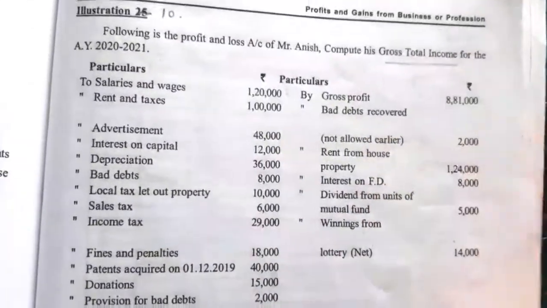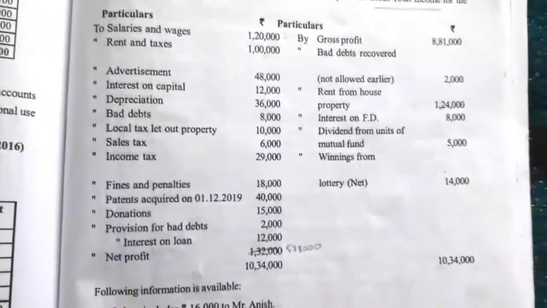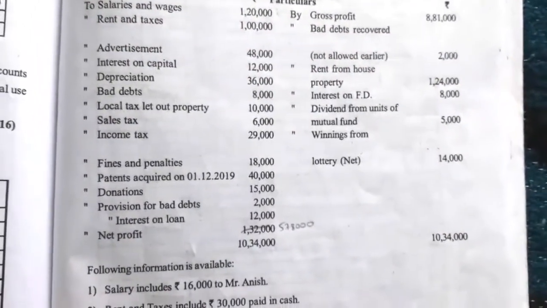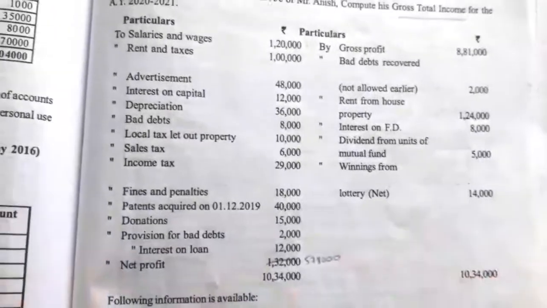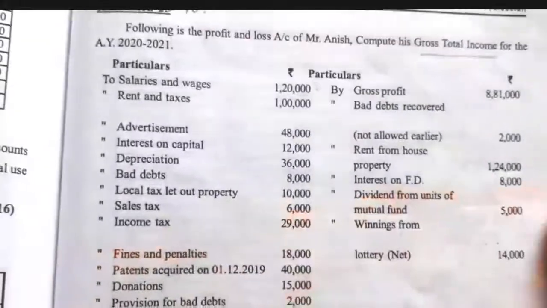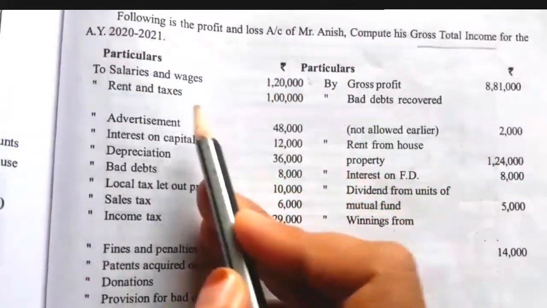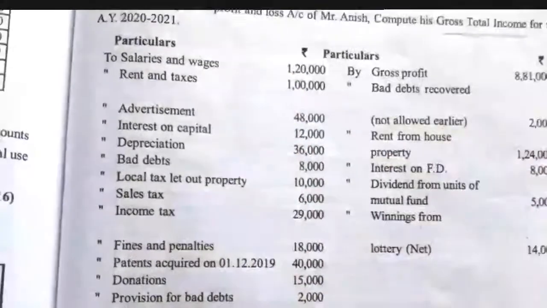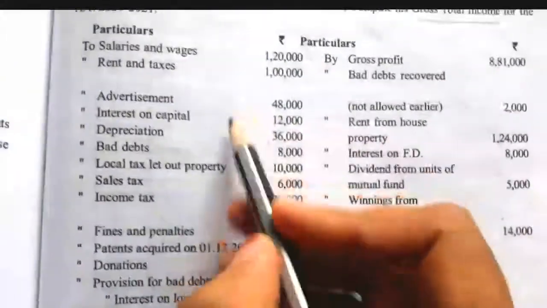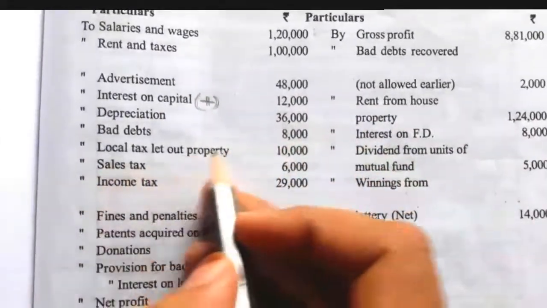To find the gross total income, we have to calculate the business income first with the help of the profit and loss account and additional information. So now we'll see one by one. On the debit side, salaries and wages are allowed business expenses, rent and taxes are allowed business expenses, advertisement is allowed. Interest on capital is a disallowed business expense, so we have to add it to net profit.